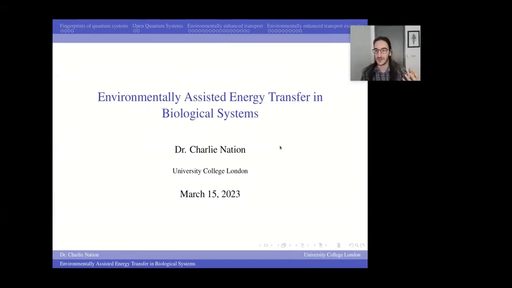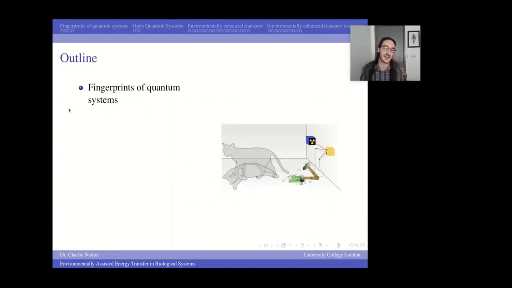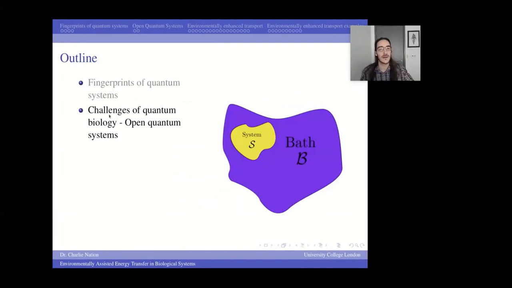I'm going to be talking today from a theoretical physicist's perspective. I will first discuss some of the core fingerprints of quantum systems that we expect to be able to potentially observe in quantum biology. I'll then talk about what is, at least in the day-to-day of the theorist, the core challenge of quantum biology, which is the openness of the quantum systems. What I mean by this is the interaction with the environment, and how this environment can be a very complicated system in and of itself, and the interactions with the system, which is the degrees of freedom of interest, can provide some complicated mechanisms.